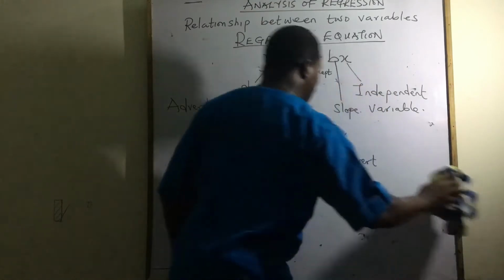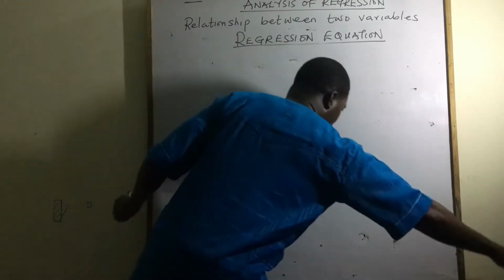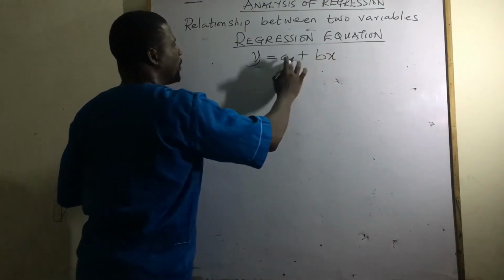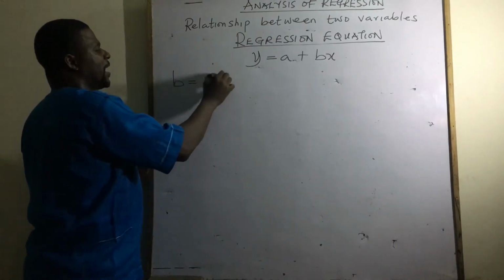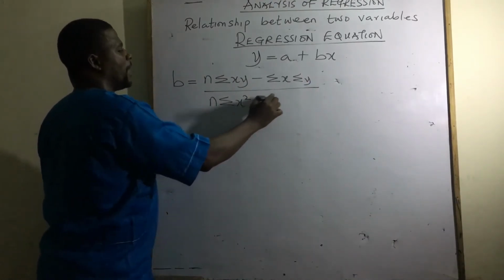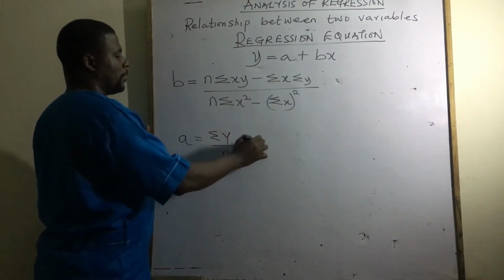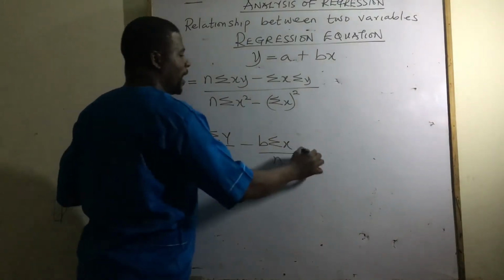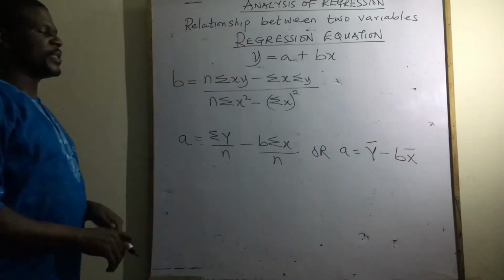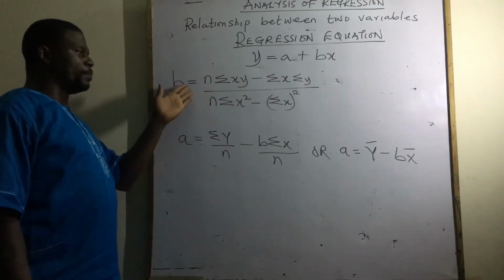Okay, having seen that, what we now want to learn is, if you are given a question, how do you solve it? I've told you that in the regression equation, which is y equals a plus bx, you are always looking for a and b. Your b is n summation xy minus summation x summation y over n summation x squared minus summation x all squared. Then your a is summation y over n minus b summation x over n. Your a can also be y bar minus b x bar. This is the same thing. Whether you use this for a or this, you will get the same answer.